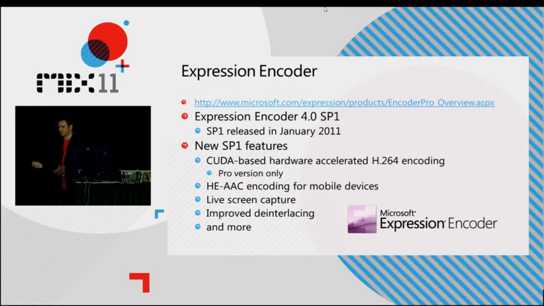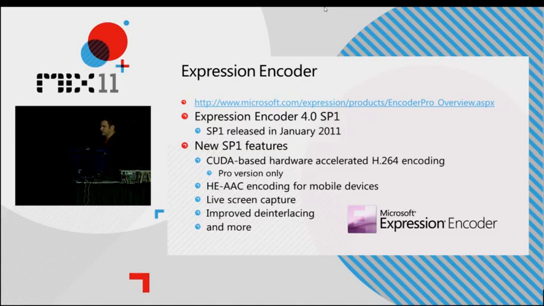A big feature that went into the last service pack is support for hardware-accelerated H.264 encoding. If you have an NVIDIA card, for example, that supports CUDA, you can accelerate your H.264 encoding by offloading some of that to the GPU instead of just encoding on the CPU entirely. The H.264 feature is only available in the Pro version. So if you want to check it out, you do have to buy the Pro version. It's not in the trial version.